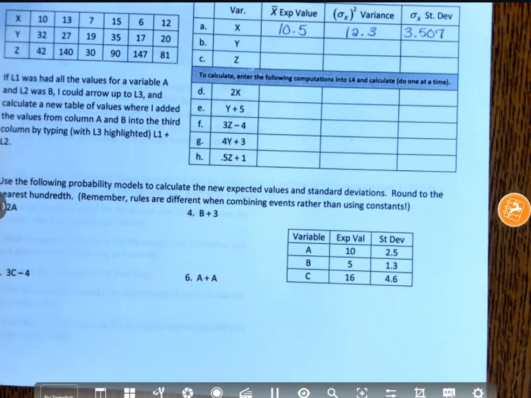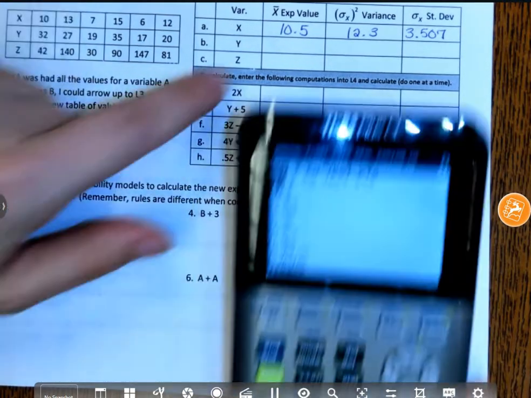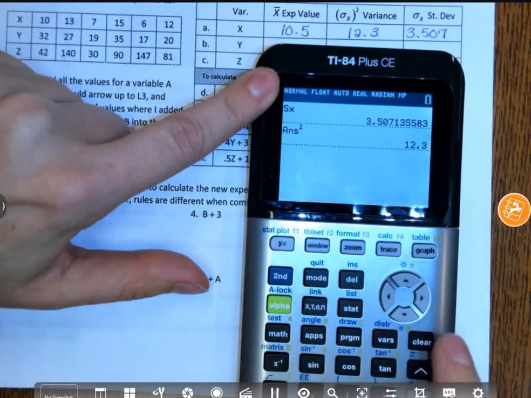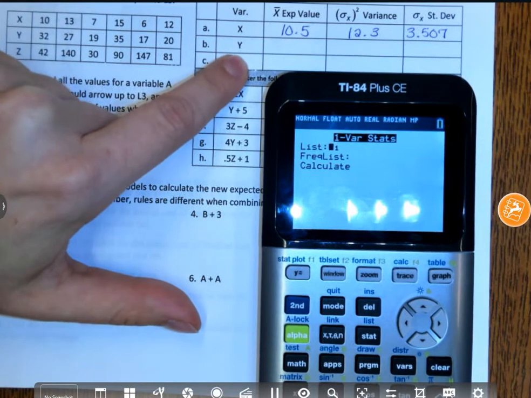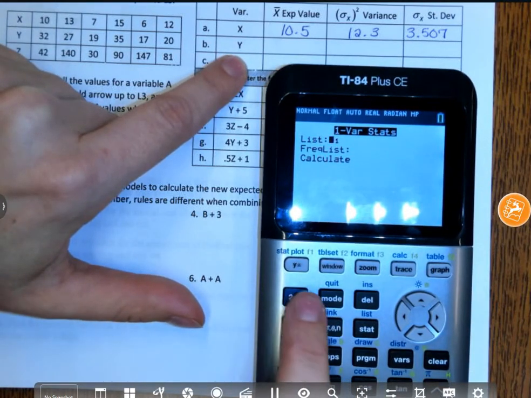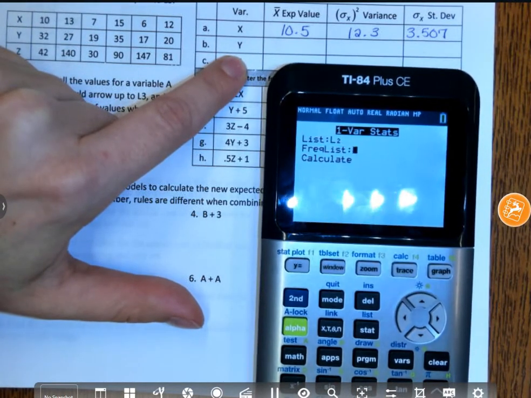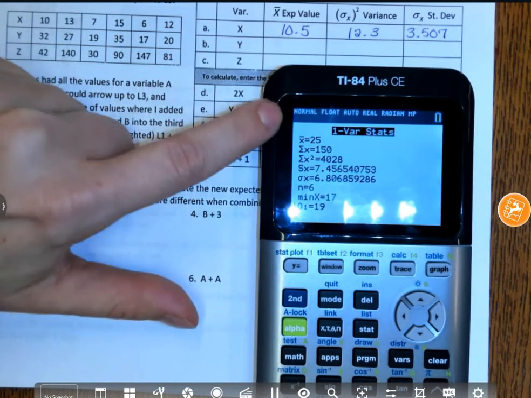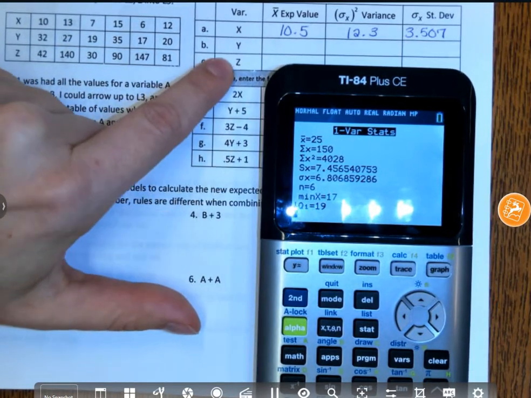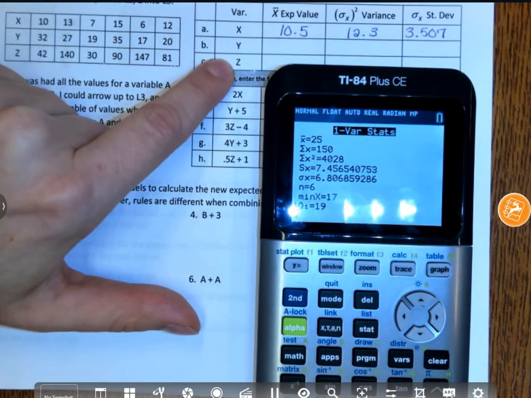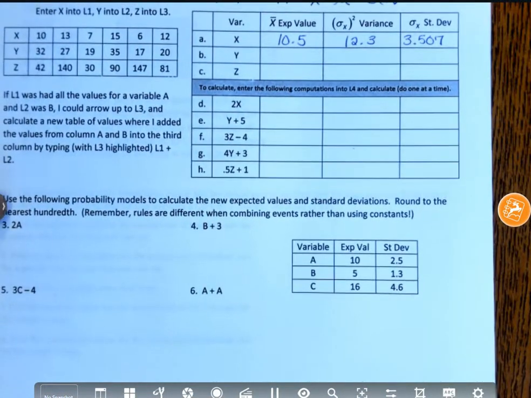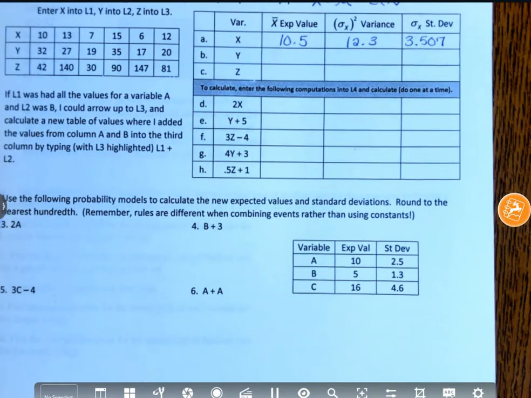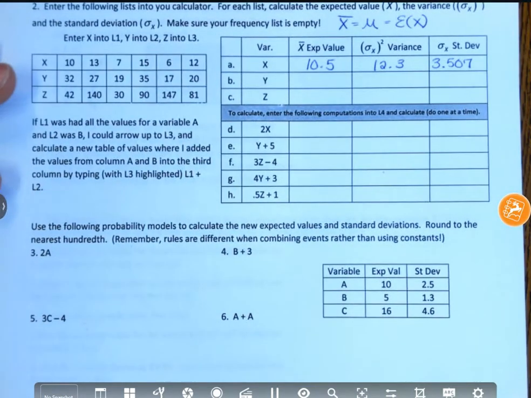I want you guys to go through, and if you do have multiple lists here, you can do stat calc, one var stats, and then just switch which list you have. So I'm going to turn this into list 2 now and get the same information for each of those pieces. So go ahead and do that. See what you get for each of those.